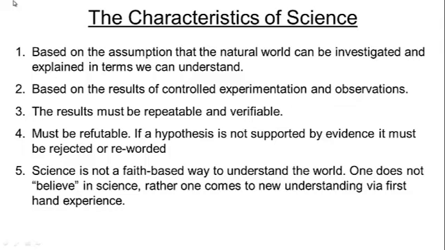When you do experiments, when you make observations, when you draw inferences from available data, you can see how all the pieces fit together to make an explanation. And those explanations, again, have to be based on these previous four characteristics, that we can, in fact, investigate and understand the world around us. That it's based on evidence, controlled experimentation, observation. That we should be able to repeat what we've discovered, and that we should be able to refute it if contradictory data is ever found.